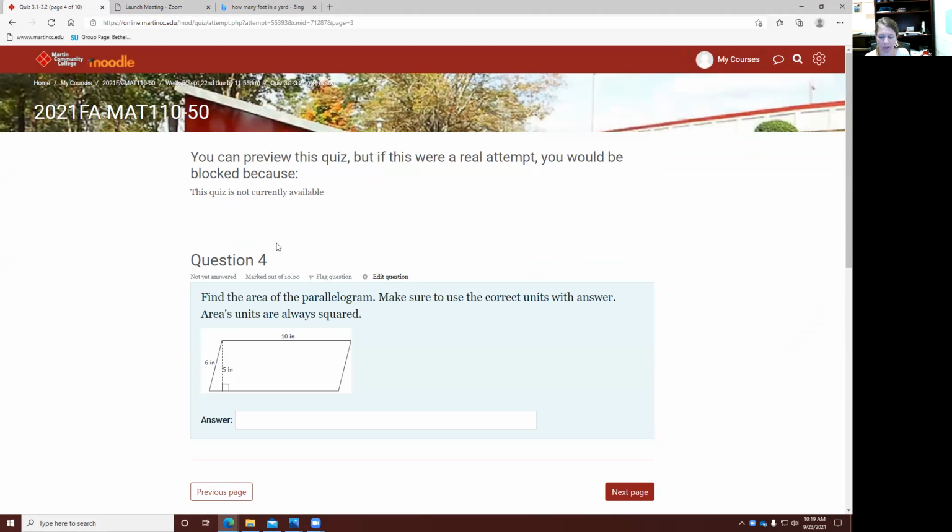All right, question 4, I think a lot of you guys missed because you're not looking at the correct thing. So question 4 is find the area of a parallelogram. And when you think about the area, okay, a lot of you guys also missed this on your quiz.